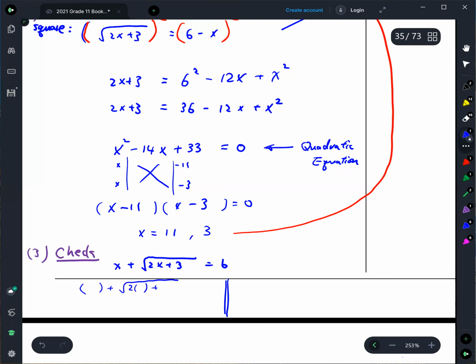Plug it into the x. One of them you plug in the 11. The other one you plug in the 3. Okay.